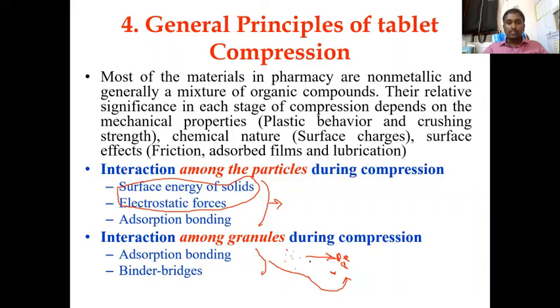When you're preparing this, you're using some water or starch or some other solvents, like alcohol, that will come out and will form a bonding between the two granules. In order to form some kind of bond between the two granules, the solvent has to come out. That is called binder bridges. Interaction between the binder bridges will influence the compression of the tablet.